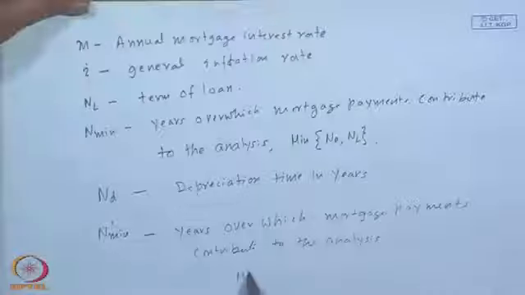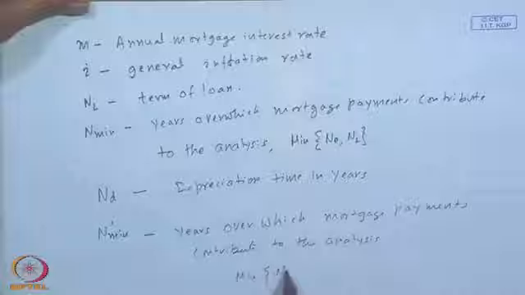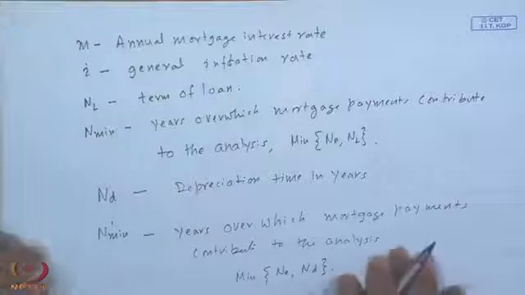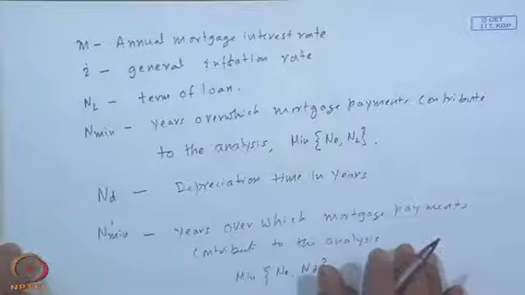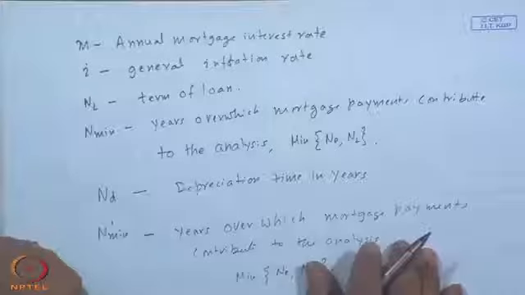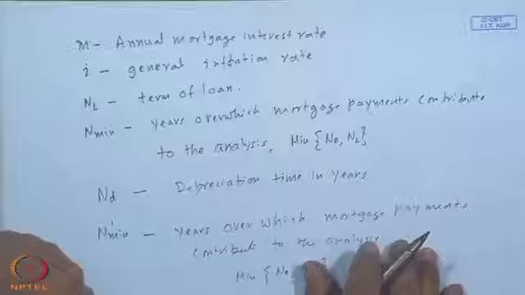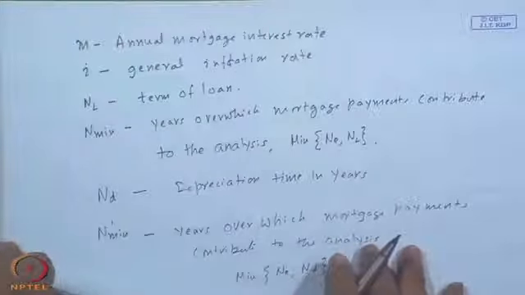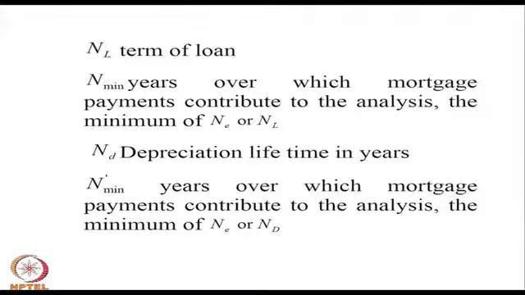This is minimum of NE or ND. Okay? So, n minimum and n minimum dash are not the same. In one expression we use the minimum of NE or NL, and in the other expression minimum of NE or ND. Either depreciation or the economic term, depreciation or the term of flow. They all in principle can be different. So, if NE turns out to be the minimum, n minimum will be equal to n minimum dashed.